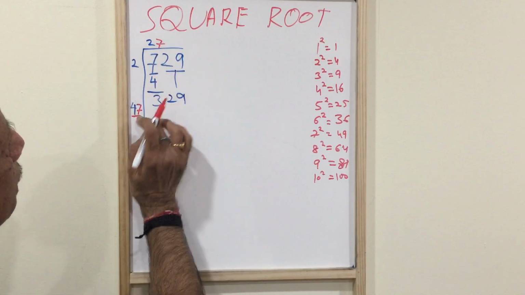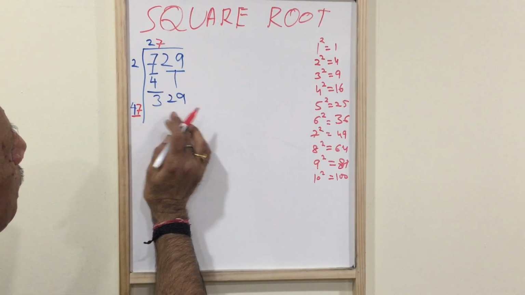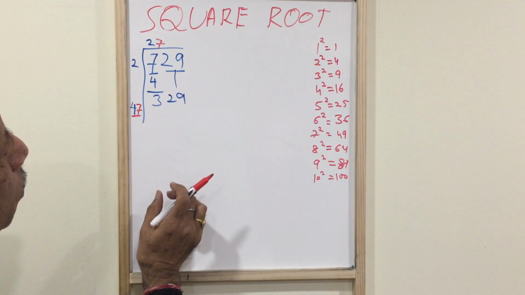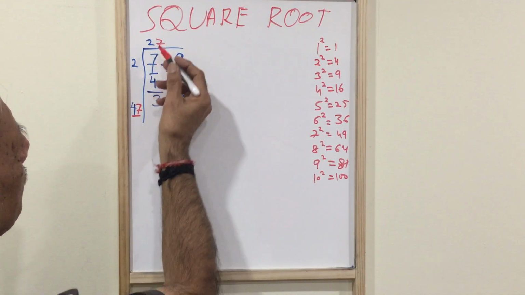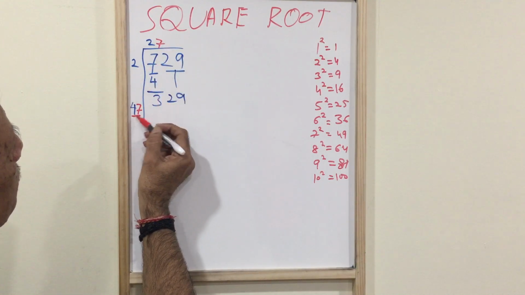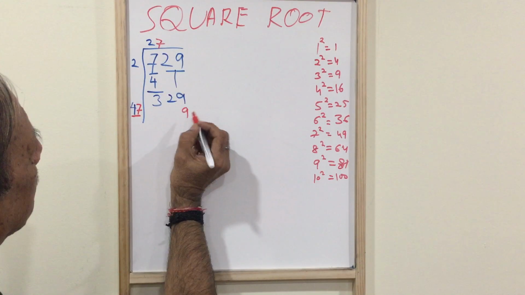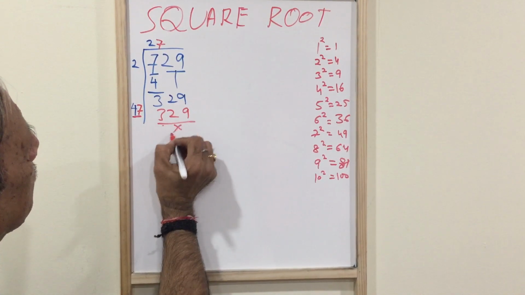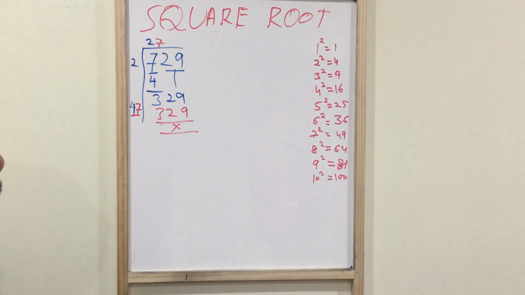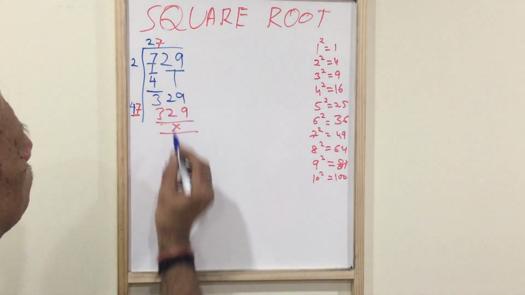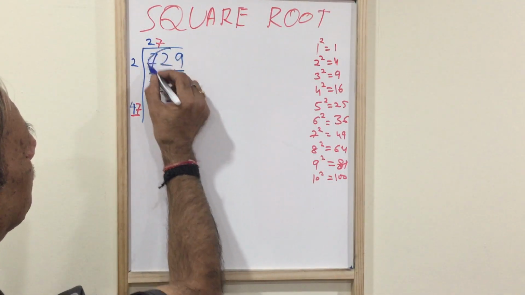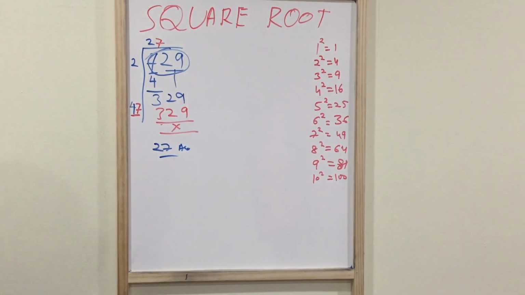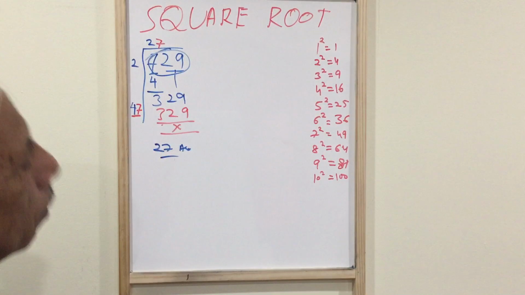We multiply 47 by 7 so that the result should be less than this, not more. So we select such a number. If we select 7, we multiply 47 by 7: 7 times 7 is 49, 7 times 4 is 28, plus 4 is 32. So it comes out completely. It's a perfect square, and the square root of 729 is 27. That is the answer.